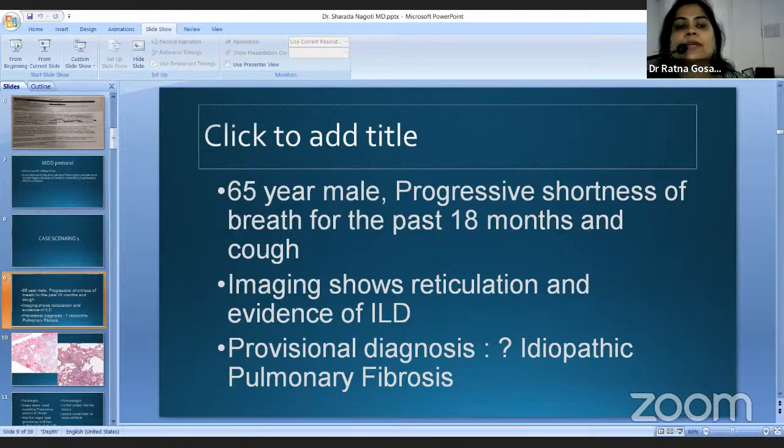So these dense bands of fibrosis are patchy. They are not diffused throughout the lung. Because here we could see these areas, the normal looking lung.